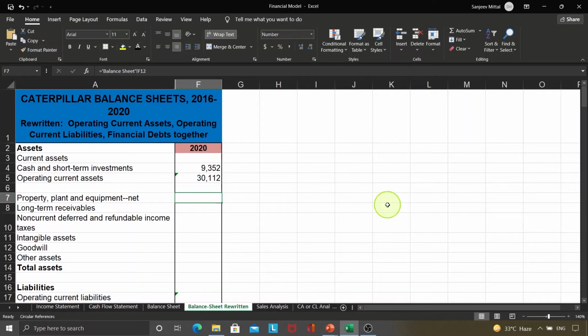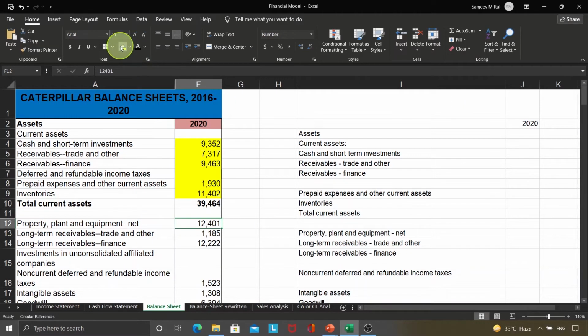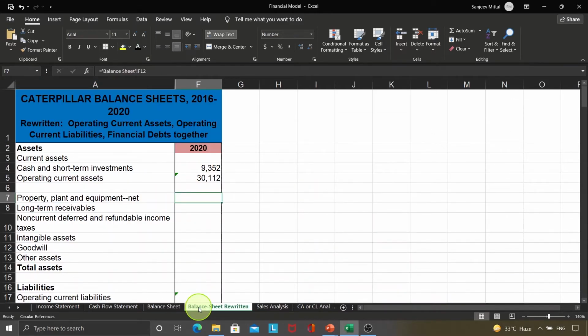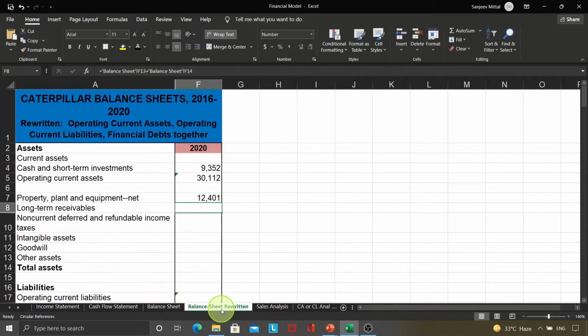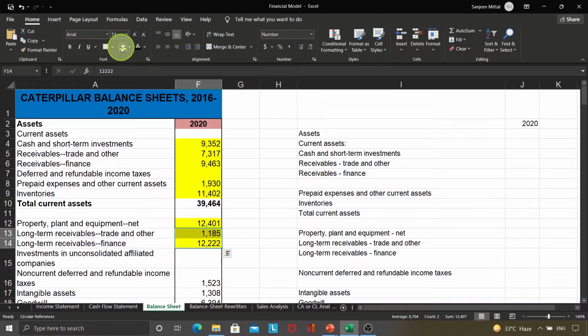After that, we go to property, plant and equipment, and we can simply see that this number has already been provided. So I am highlighting what has already been done. After that, these are long-term receivables. Now, there are two categories of long-term receivables. I have added F13 and F14 from our balance sheet. So let's go to our balance sheet. Inside it, you can see that one category of long-term receivables is our trade receivables, which is 1,185. The other category is our finance-related receivables, which is 12,222. And inside our balance sheet rewriting, we have shown the addition of both of them, as you can see, F13 and F14. So I can just highlight this and you find that our long-term receivables are 13,407. I also highlight them because these two have already been completed.